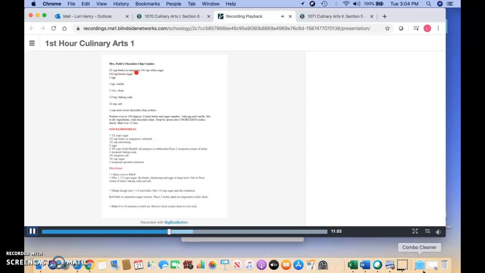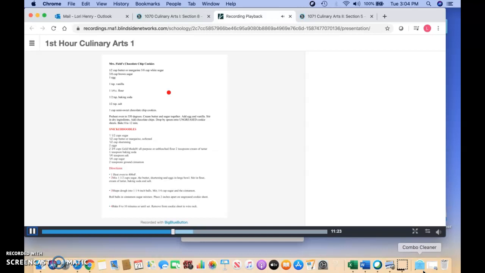A half a cup of butter or margarine. I like to use butter in my cookies, but if you use margarine, you might need, like I said, a little bit more flour. A half a cup is a stick, so that's really nice. You don't have to measure that out because you already know that half a cup of butter is a stick.